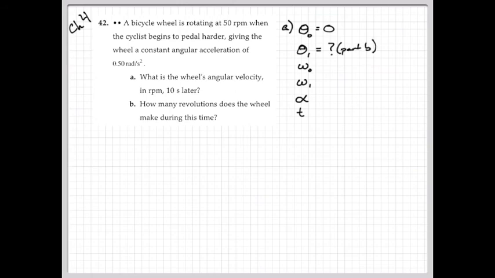The initial angular speed is 50 RPM. Okay, now again, pay attention to the units. We're going to have to do something with that. We can't do calculations in revolutions per minute. The final angular speed, we don't know. That's the question in part A.